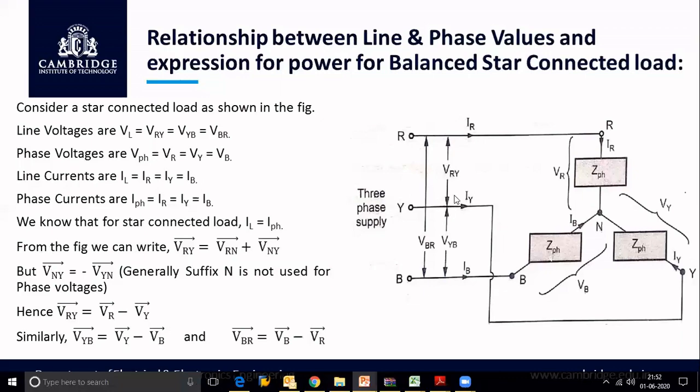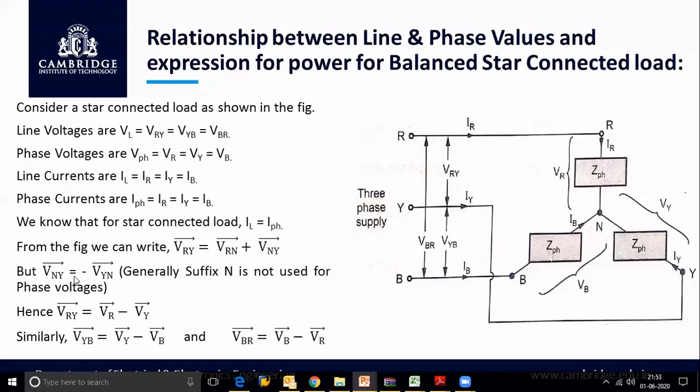So these are all vectors. VRY is the voltage between the R and Y terminals. Now if you see here in the star connection, VRY goes from this R terminal, through this neutral, and then to this Y terminal. So we can write it as VRN plus VNY. So VRY can be represented as VRN plus VNY.